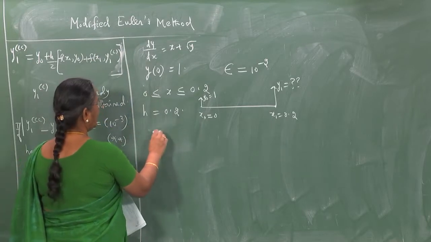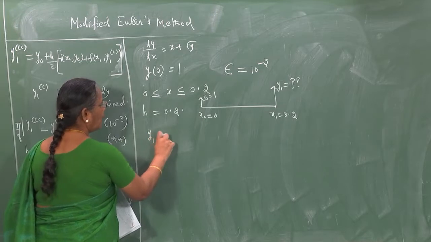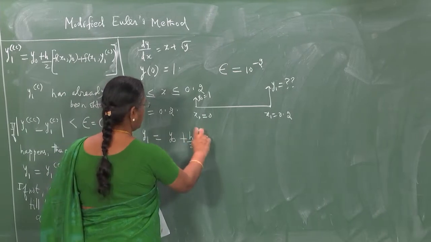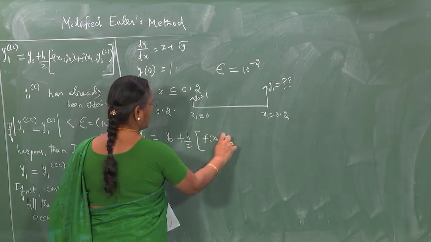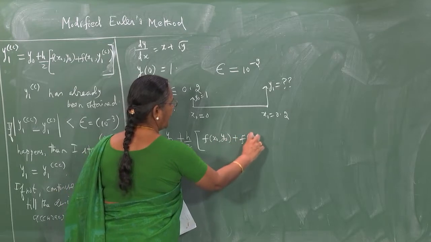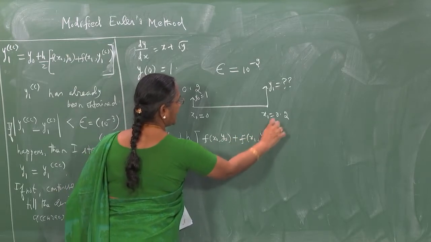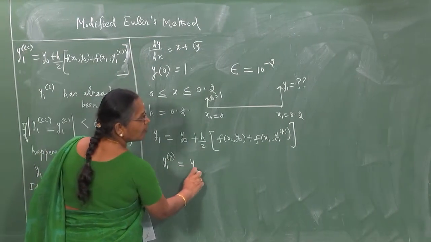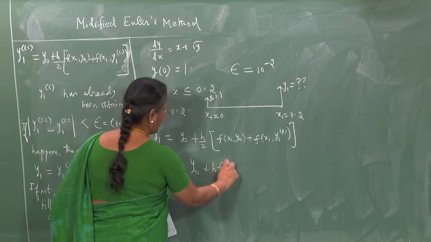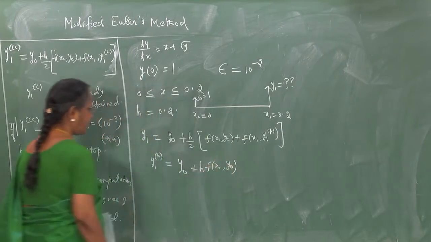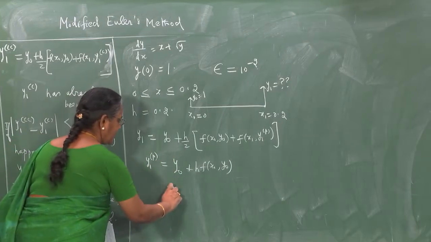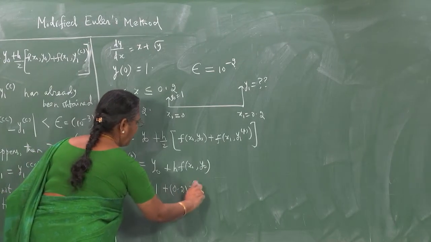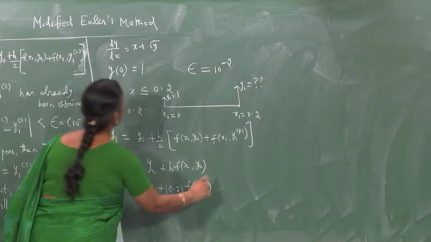So, the method will be such that if I want y1 at x1, it is y naught plus h by 2 into f of x naught y naught plus f of x1 y1 predicted, where y1 predicted is going to be y naught plus h into f of x naught y naught. So, let us first predict it. What is y naught? It is 1. H is 0.2. F of x naught is 0, y naught is 1.